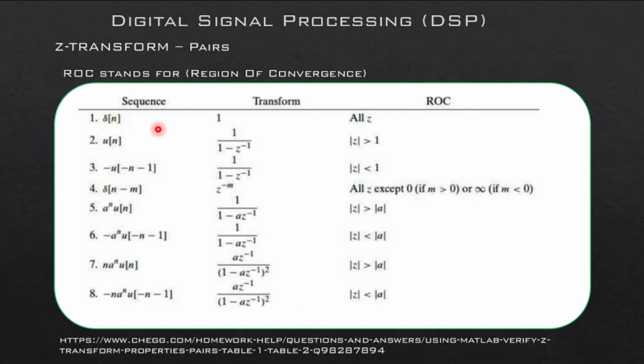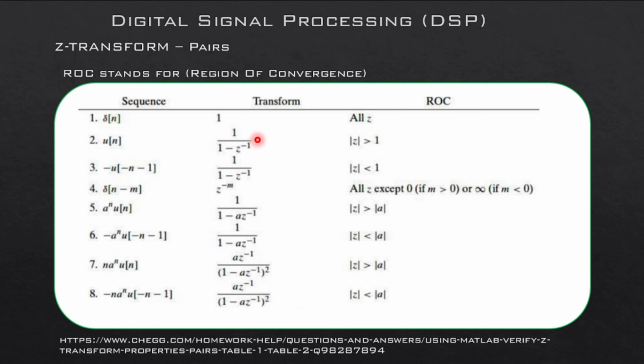So let's start with delta[n]. The transform for delta[n] is 1, which is, by the way, the same as the value of the impulse. The region of convergence is all values of z, because no matter what z is, it will converge. It is a constant value, no matter what z is. All right, now for u[n], which is the step, the transform of u[n] is 1 over 1 minus z to the power minus 1. Now, what is the region of convergence?